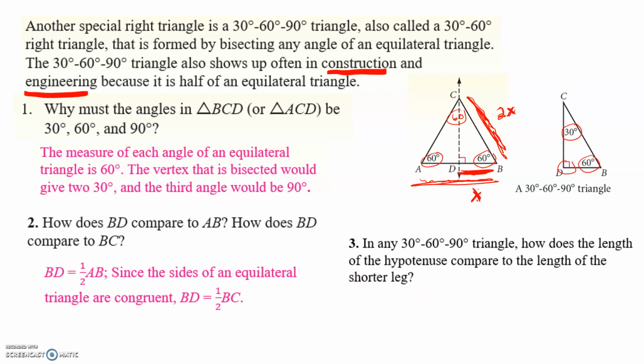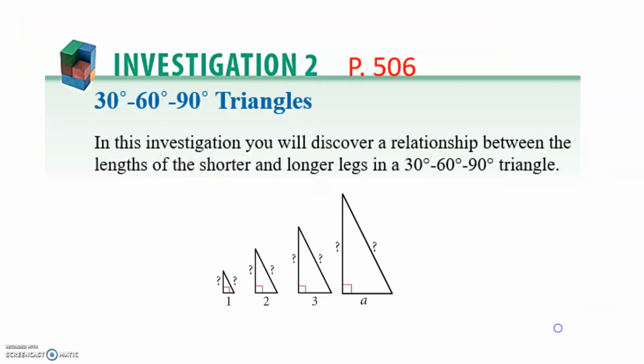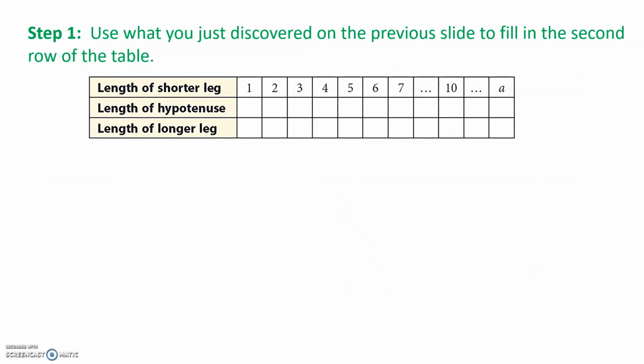So in any 30, 60, 90 degree triangle, how does the length of the hypotenuse compare to the length of the shorter leg? The hypotenuse is always twice as long as the shorter leg. In this investigation, we'll discover the relationship between the lengths of the shorter and longer legs in a 30, 60, 90 degree triangle. So I have to fill this in.